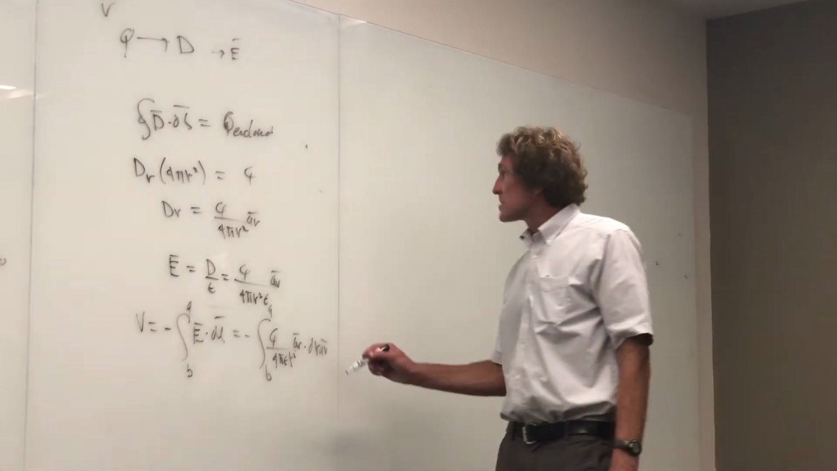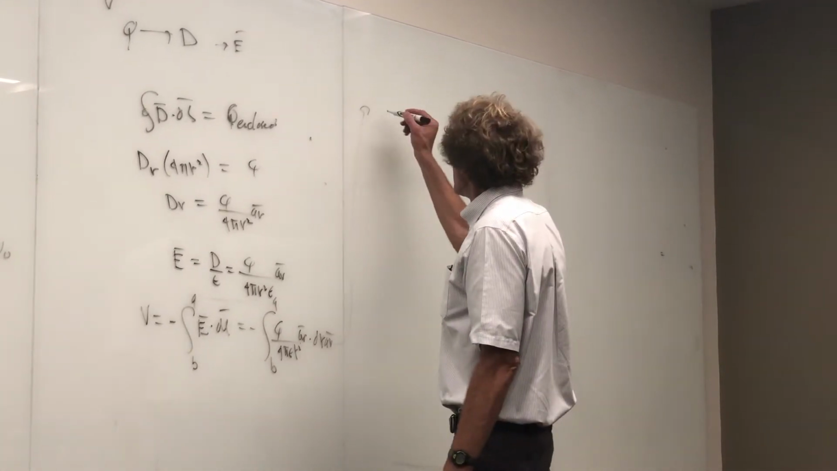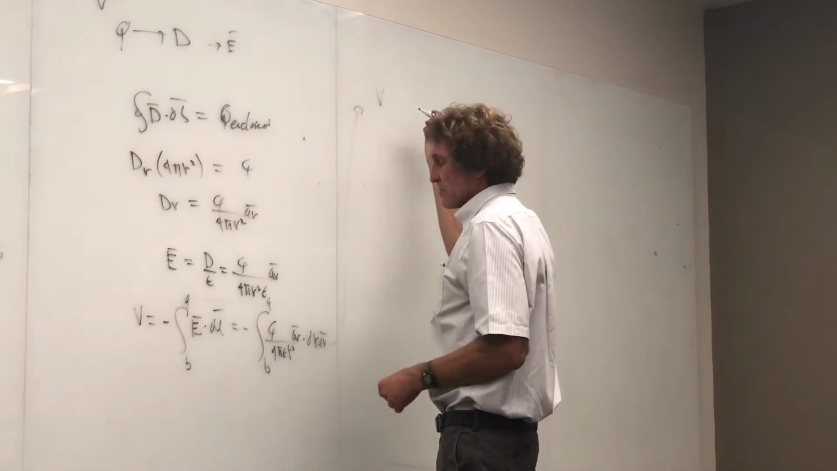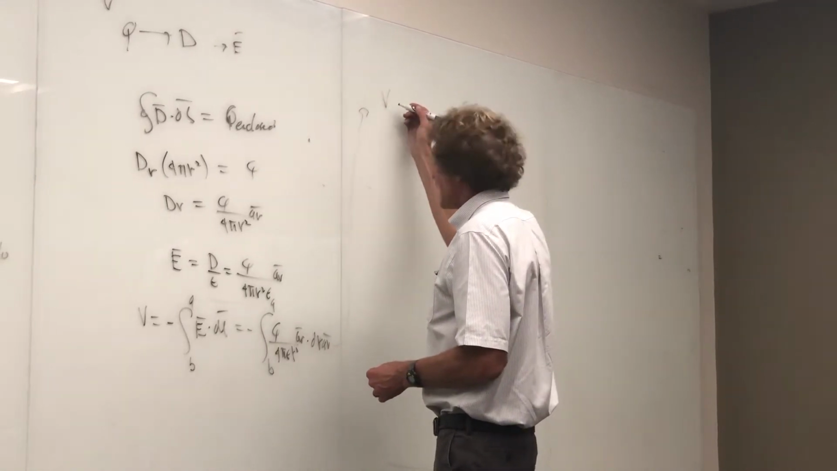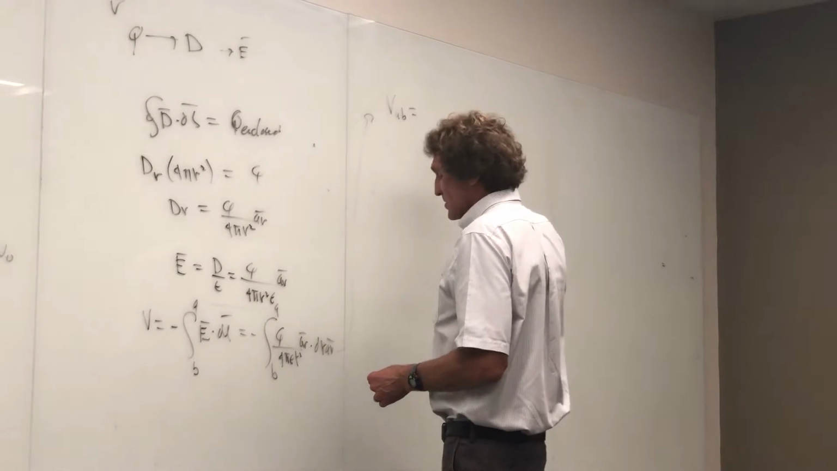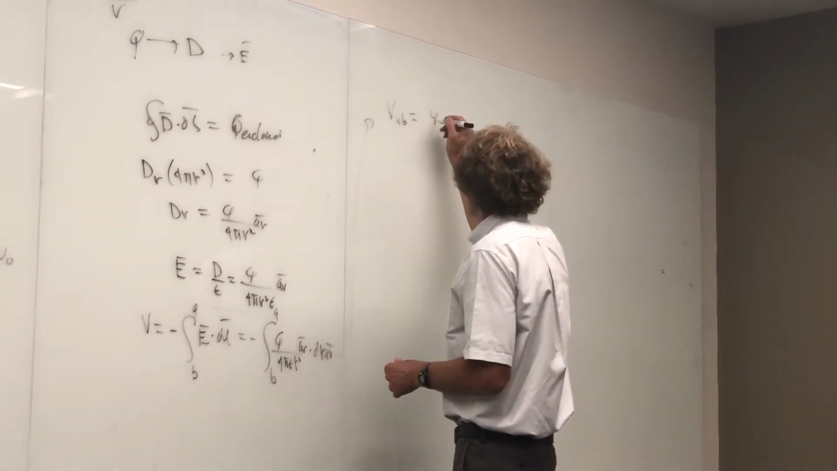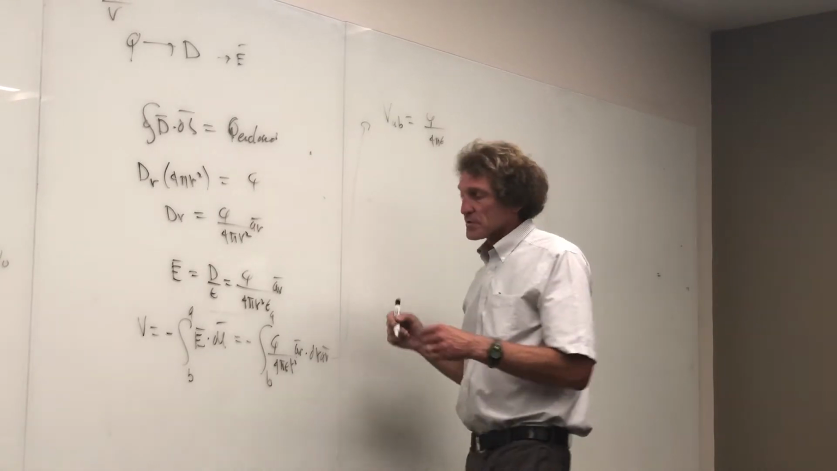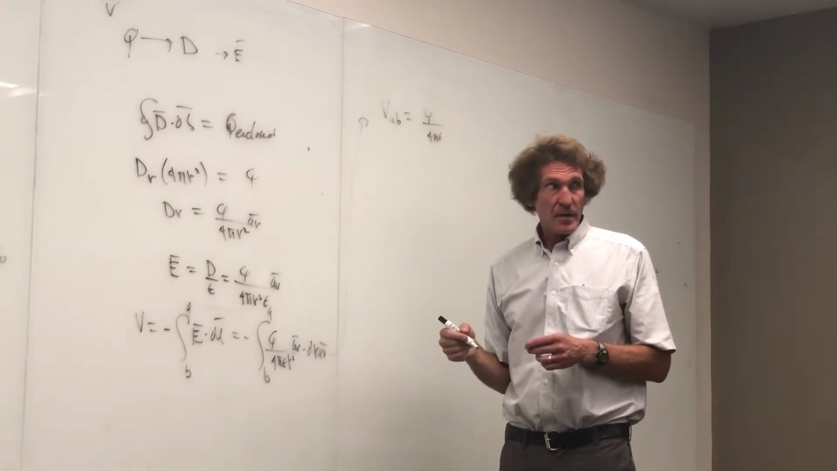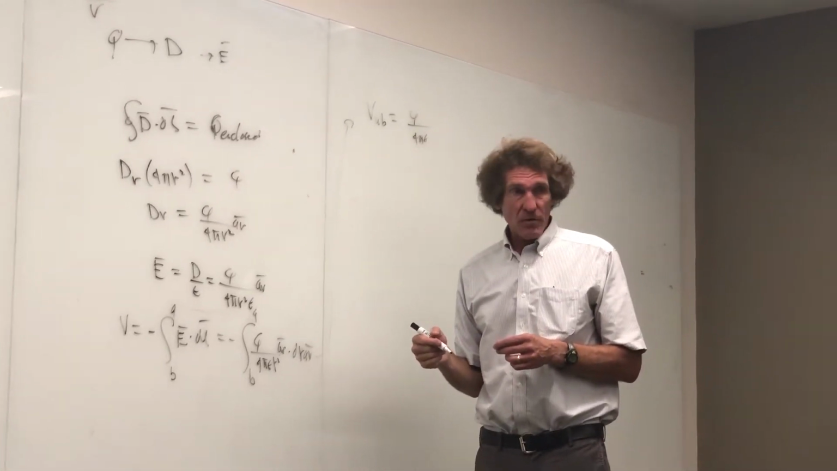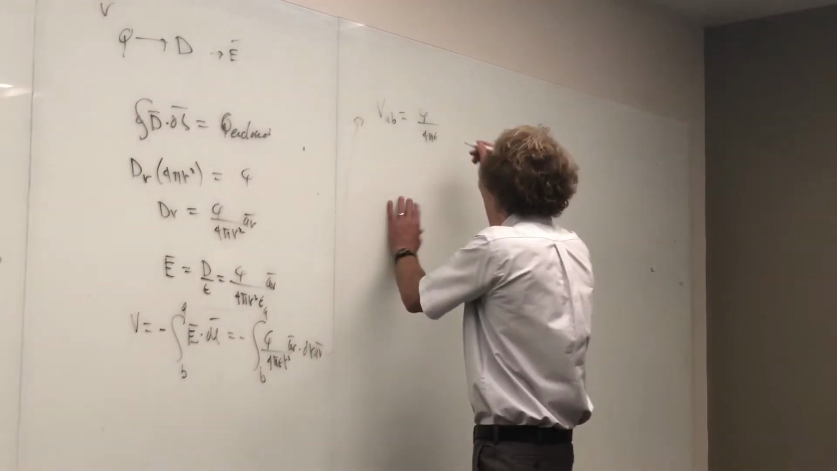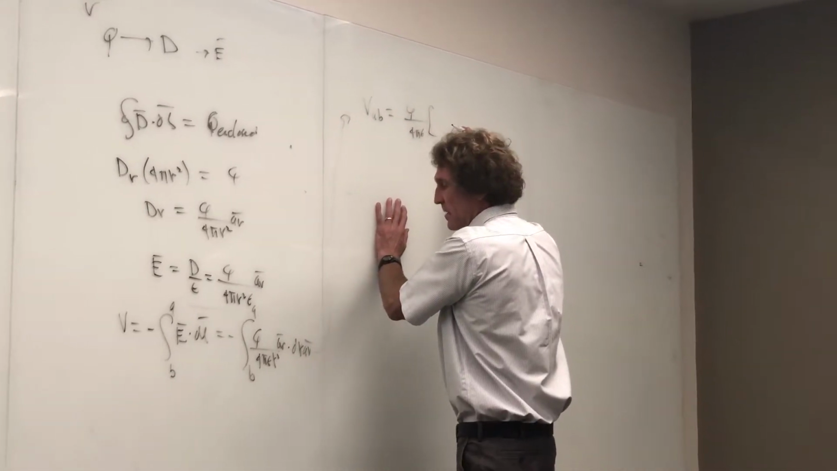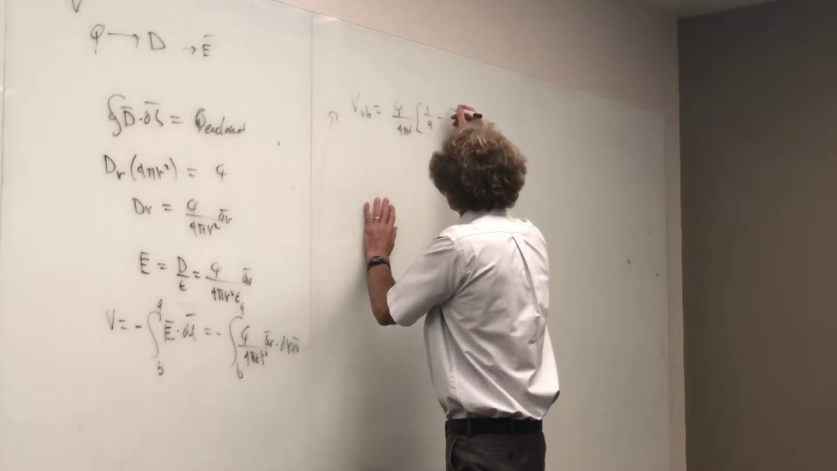Now when I do this integration, I'll do it up here. I found out that the voltage between the plates, you can call them A to B, is actually equal to Q over 4 pi epsilon, and then integrate 1 over r squared. What do you get? Minus 1 over r, right? But there's a minus sign, so it's plus 1 over r, and then it's going to be 1 over A minus 1 over B.